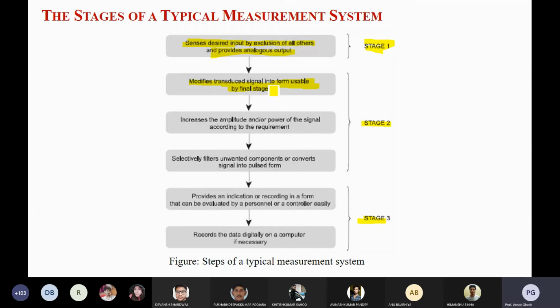Then it increases the amplitude and the power of the signal according to the requirement. So you can increase the amplitude, meaning increase the amplitude level of the voltage. Okay. Definitely, throughout the cases, power is constant, and energy is constant as well, as per the conservation of energy.